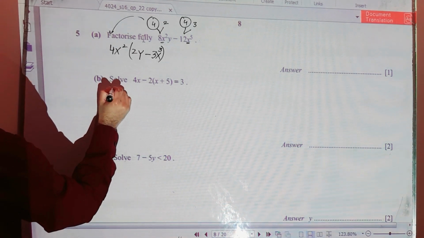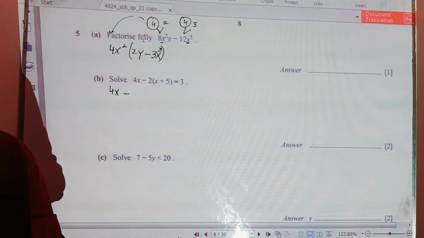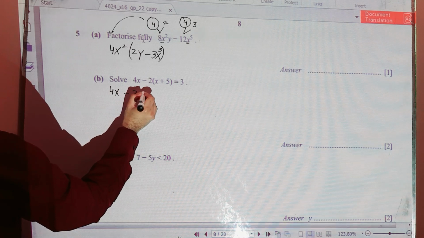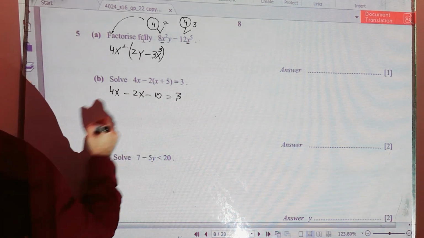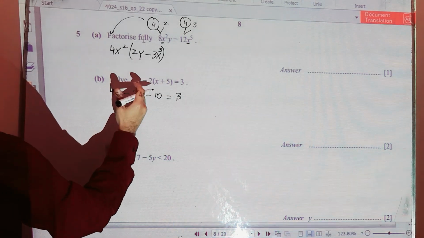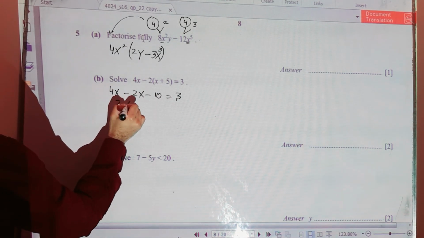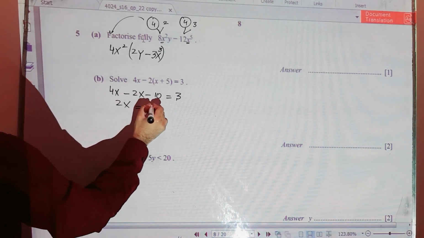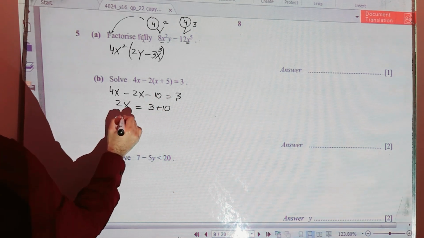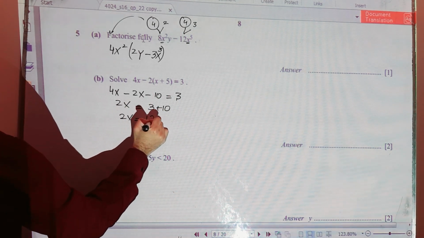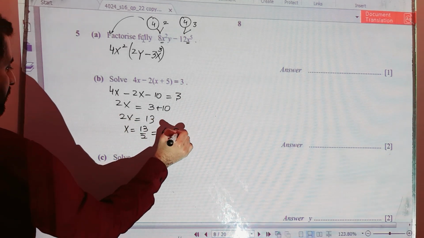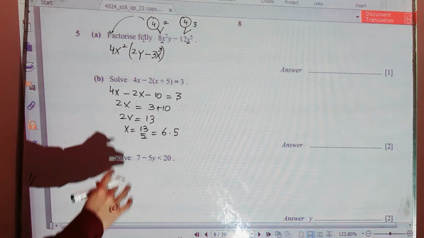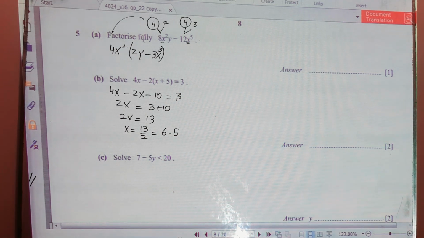First of all, open the brackets. 4x minus 2 into x is 2x, 2 into 5 is 10, is equal to 3. Got it? Now shift. Okay, 4x minus 2x is 2x, that will be equal to 3 plus 10. So 2x will be equal to 13 and x will be equal to 13 by 2, which is 6.5. Got the solution.